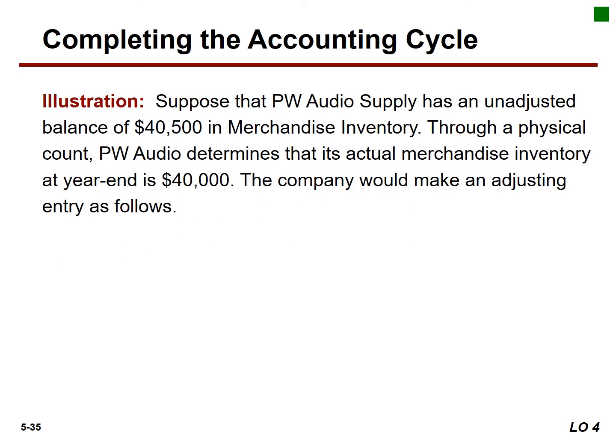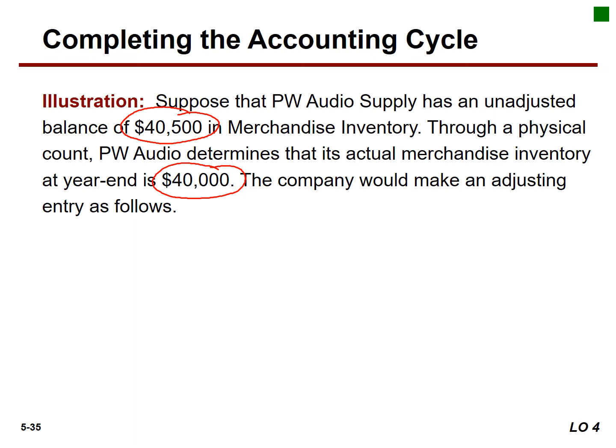Let's say PW Audio Supply counts their inventory and finds they actually have $40,000 worth of inventory on hand. When they look in their general ledger account for merchandise inventory, they see that the balance is $40,500. We don't necessarily know what caused this difference. It could be clerical errors made in inputting the information into the accounting system. Some inventory could have disappeared out the front door, shoplifting, or out the back door, employee theft.